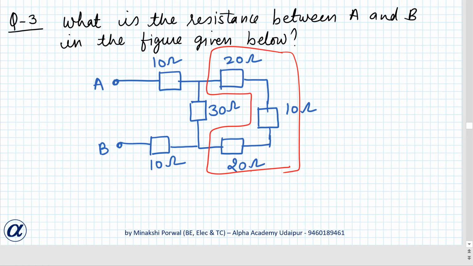Okay, so I can redraw this circuit this way. 10 ohm, 30 ohm, 10 ohm. Okay, 10 ohm, 30 ohm, 10 ohm. 20, 10 and 20 are in series.